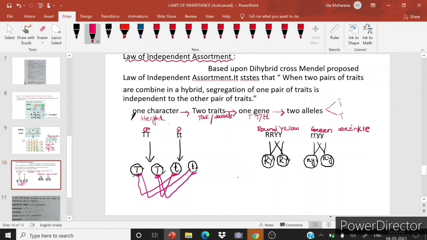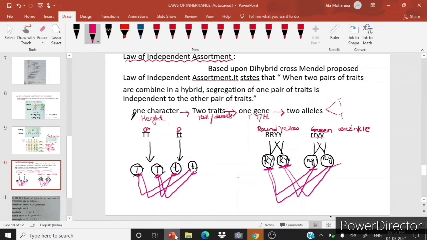Likewise, for two pairs of traits, these are two gametes, this gamete can be combined with this, and this can be combined with this, or with this. Okay, they are independent. And another important thing, they will never mix with each other, and will not affect each other. Okay, so that is independence.